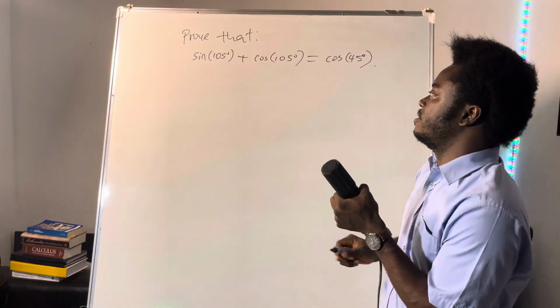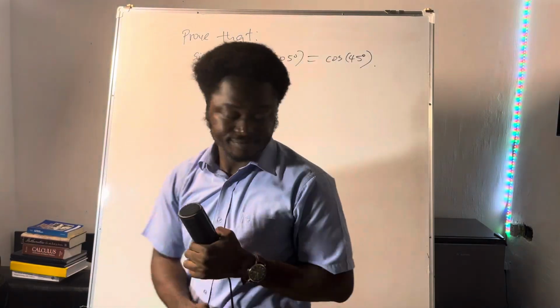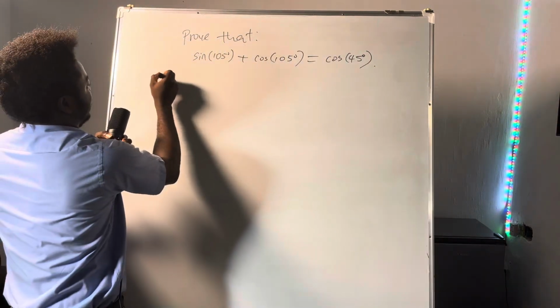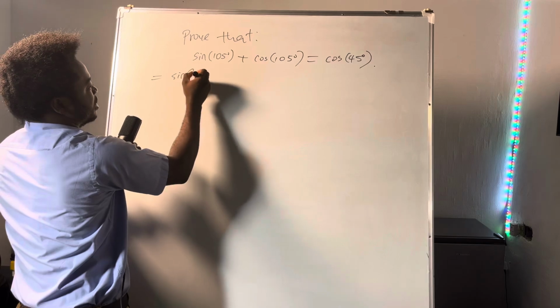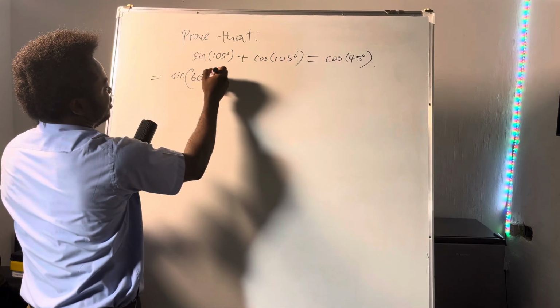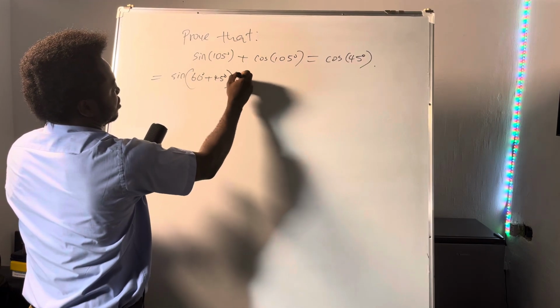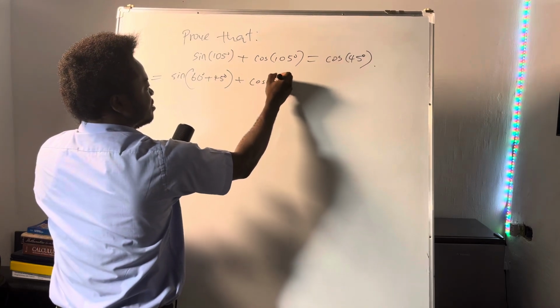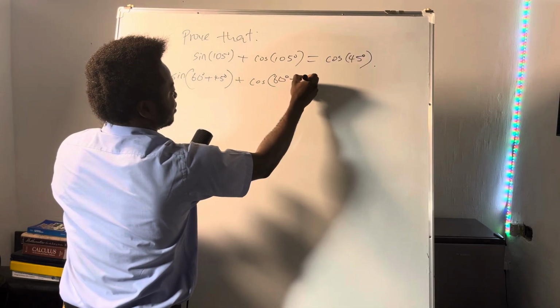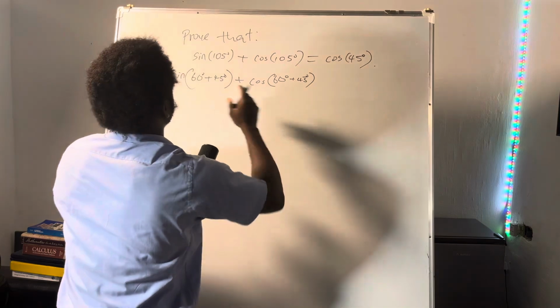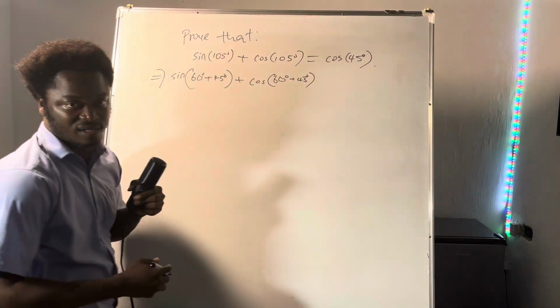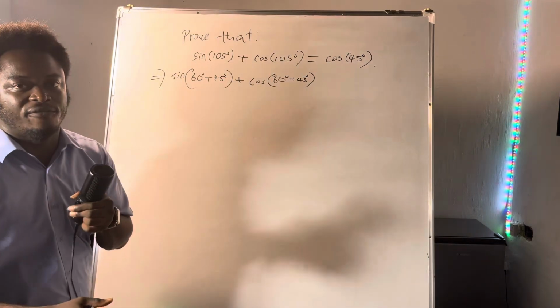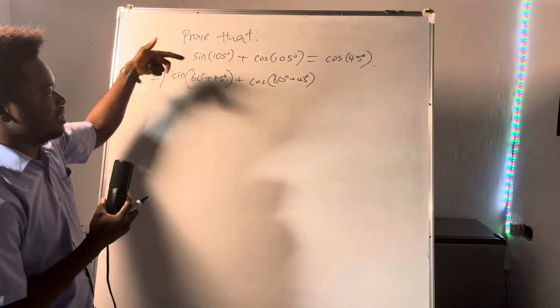Okay, so here we write this as: this equals sine of 60 plus 45 degrees plus cosine of 60 degrees plus 45 degrees. Okay, let's just focus on this part first. Let's just forget the 45 degrees. Let's just focus on this left hand part first.